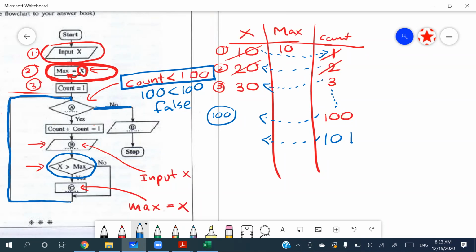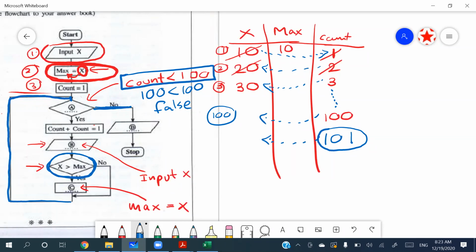And that number will be compared. And if it is larger than any number that you have given, that will be taken as the maximum value. But what is the mistake that we are making? We are asking for the 101st value, which is not our requirement.